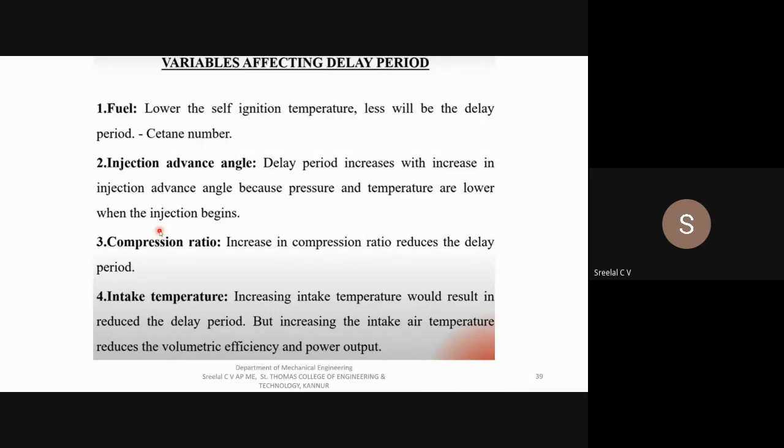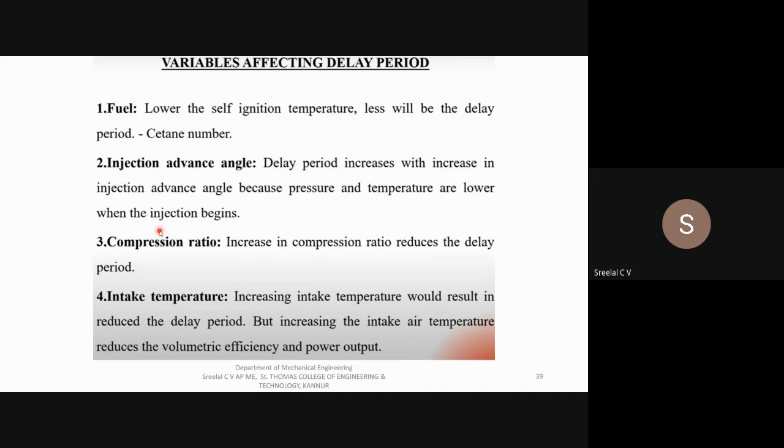Similarly, an increase in the intake temperature results in a reduction in the delay period. The same thing we are discussing: with the compression ratio, the density of air is higher, maximum pressure is reached, and then the temperature rises. Or if you are using a compressor, we already discussed that. So it is much easier to understand that an increase in the intake temperature results in a reduced delay period. But beyond a level, if you are increasing the intake air temperature, it will reduce the volumetric efficiency and the power output will decrease.